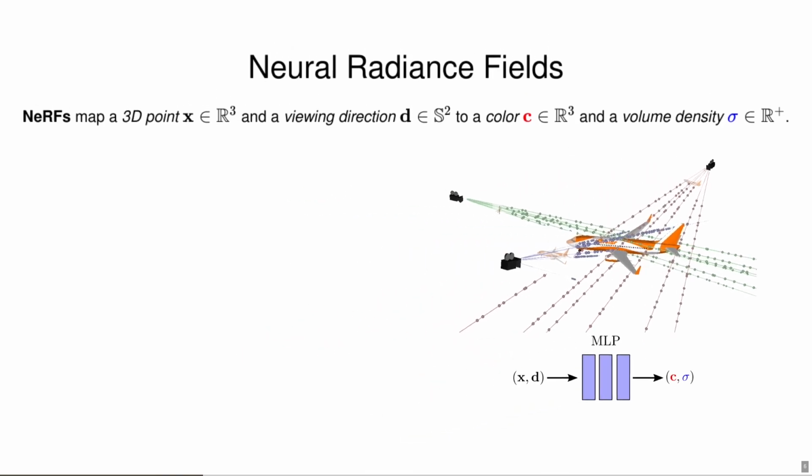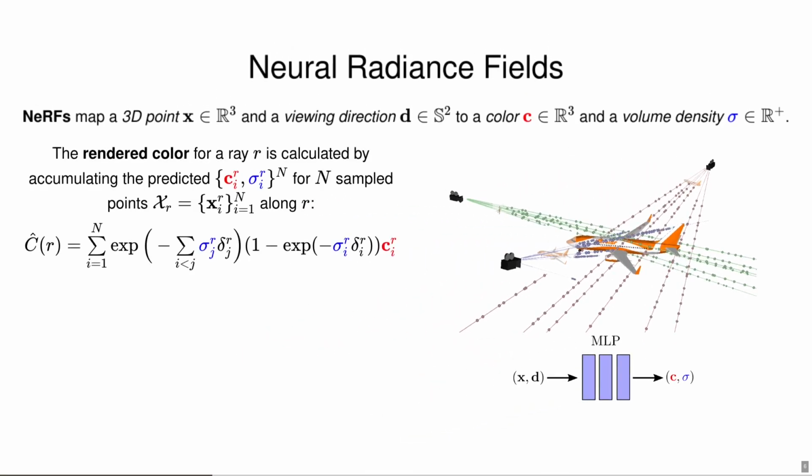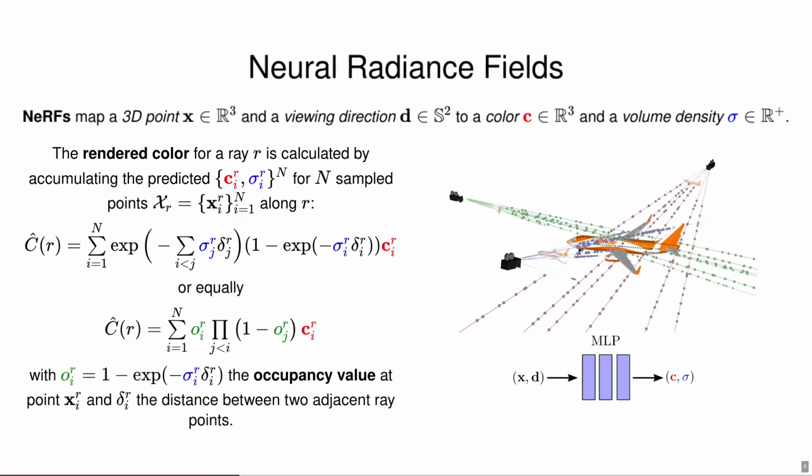To render a novel view, multiple points are sampled along the ray of a corresponding pixel, and the rendered color is calculated by volumetric rendering, using the predicted density and color values. The volumetric rendering equation can also be reformulated to directly use occupancy values instead of density values.